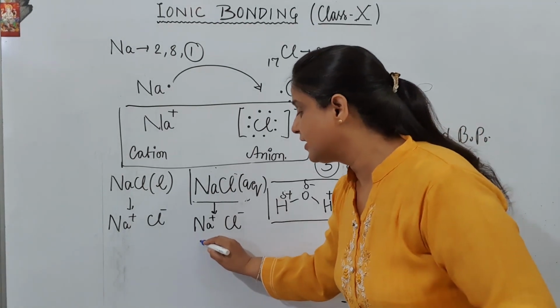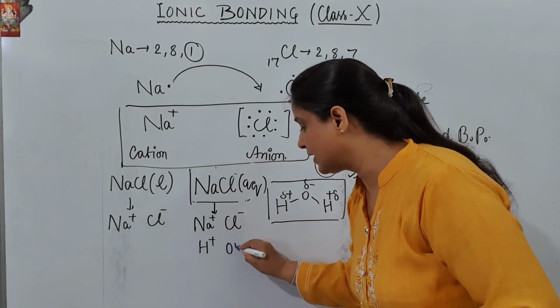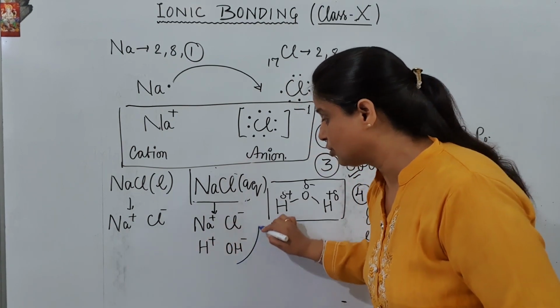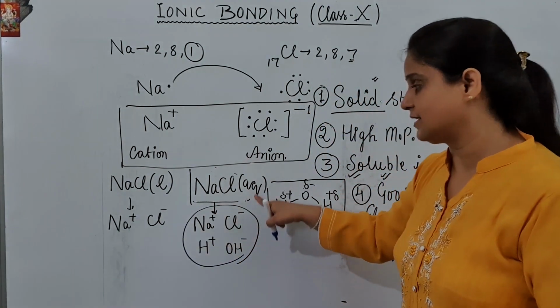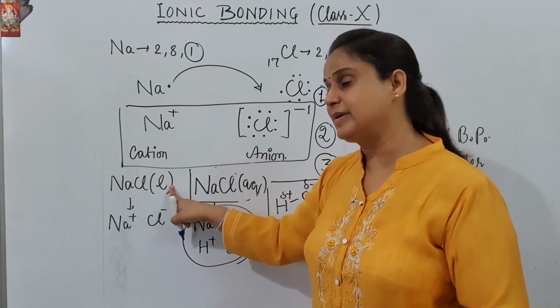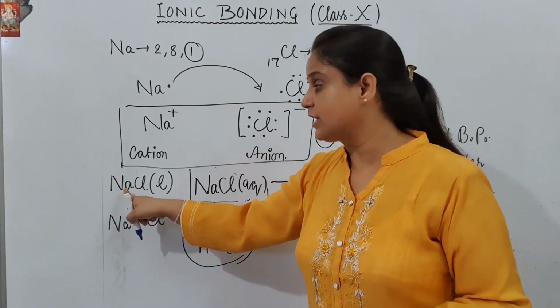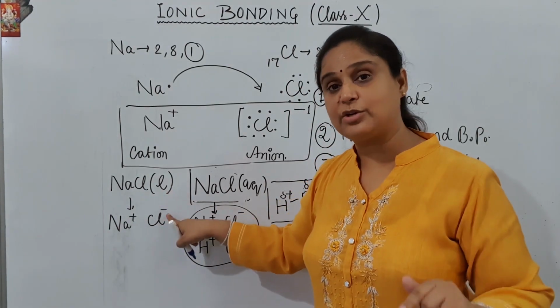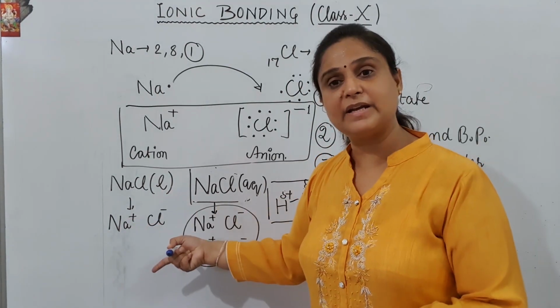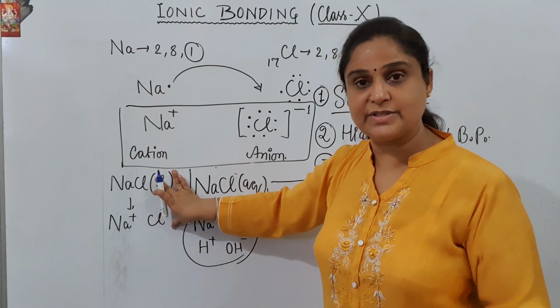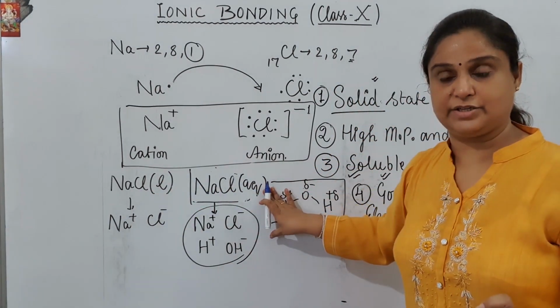Which ions will we get? H plus and OH minus ions also. So you will be getting 4 ions in case of the aqueous solution, whereas you will be getting only 2 ions in the molten state, only 2 ions, because there was nothing else in it. So what did you put in? Sodium chloride. So when sodium chloride breaks, it breaks into Na plus and Cl minus. So this is molten state dissociation. This is aqueous state dissociation.